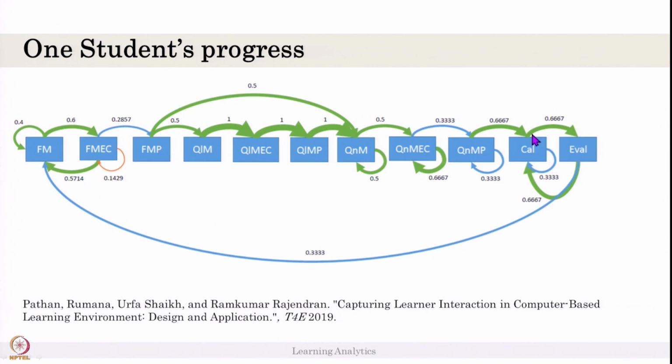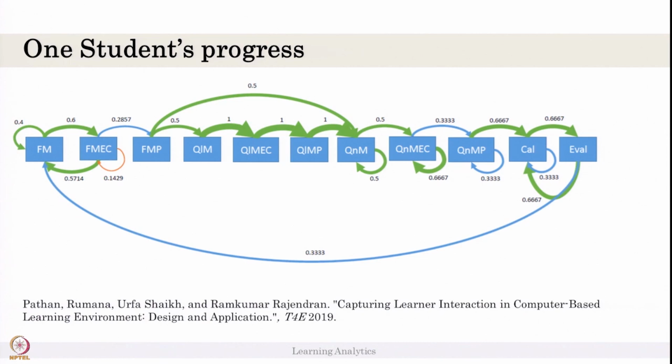And this indicates most students who are in evaluation go back to calculation, or they go back to functional model. Also there might be a less probability of a self loop, and less than 0.1 probability of going to other actions. So, this graph indicates how the students progress, or the students' interaction behavior in the system.